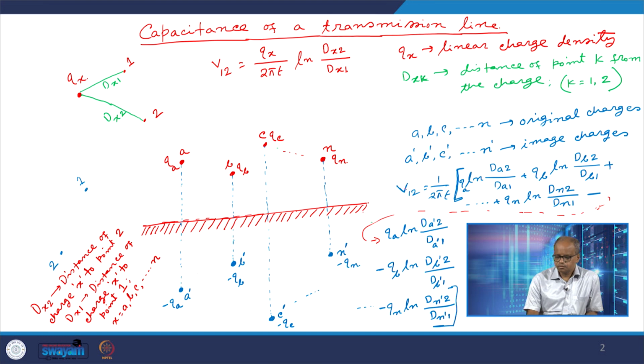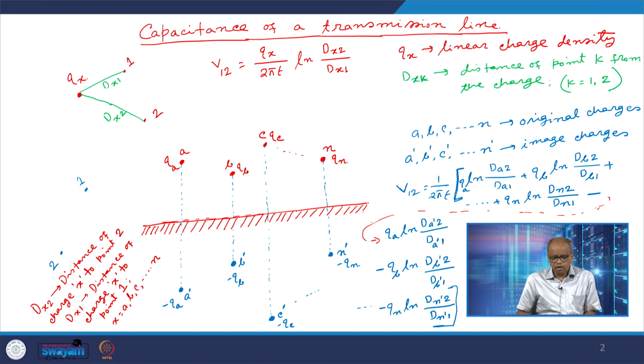With this notation, V12 would be 1 by 2 pi epsilon, qa into log dA2 by dA1 plus qb into log dB2 by dB1 plus dot dot dot qn log dn2 by dn1. So these are the expressions of the voltages due to charges A, B, C, N, and then here we take into account the effect due to the image charges. So this is minus qa into log dA dash 2 divided by dA dash 1, minus qb log dB dash 2 by dB dash 1, and so on and so forth, minus qn log dn dash 2 by dn dash 1.